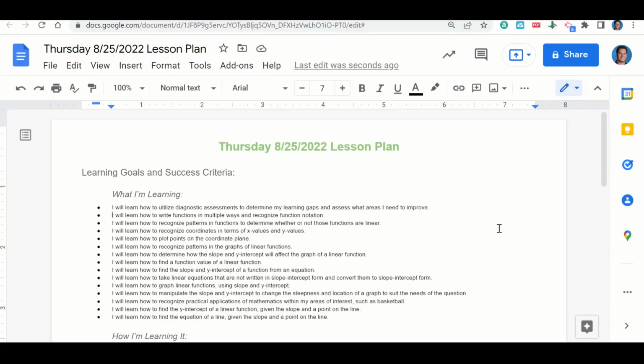Welcome everyone. Let's begin our lesson for today by going over the learning goals and success criteria. First, what are we learning? We're learning how to use diagnostic assessments to determine your learning gaps and assess the areas you need to improve.